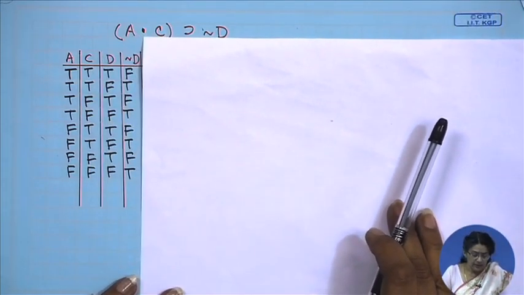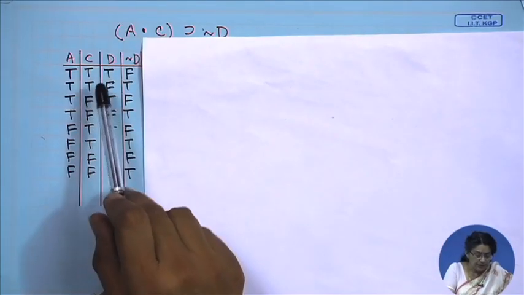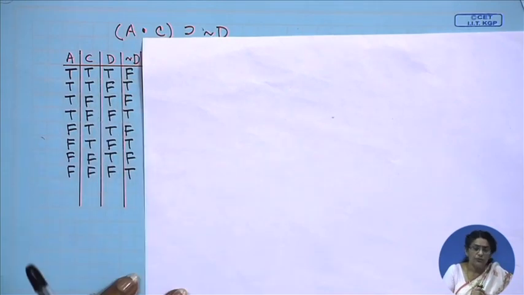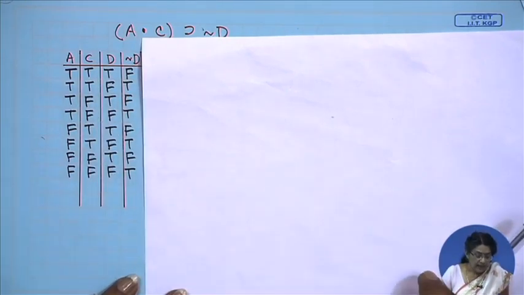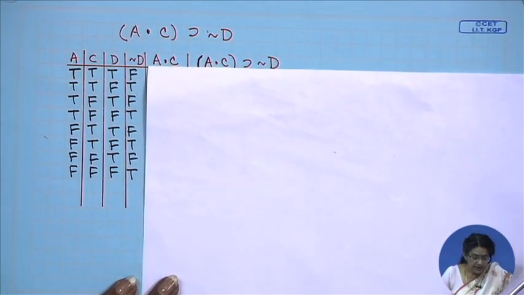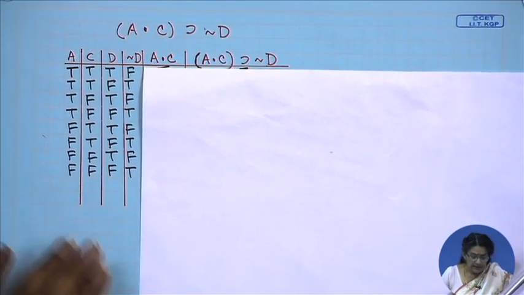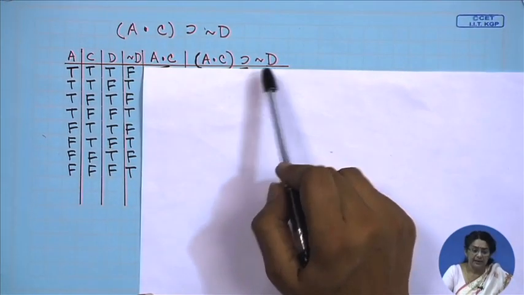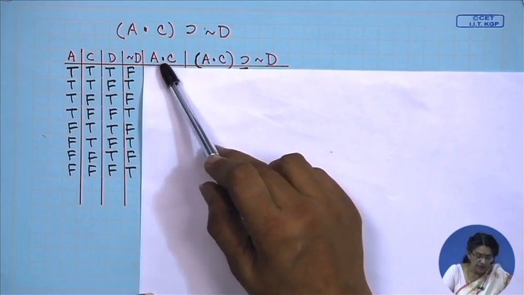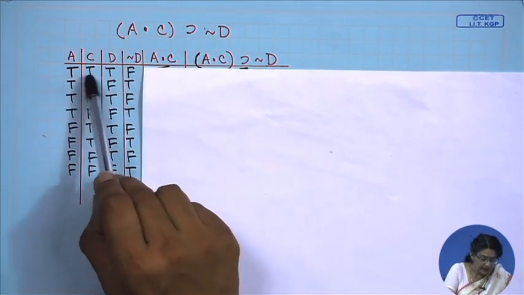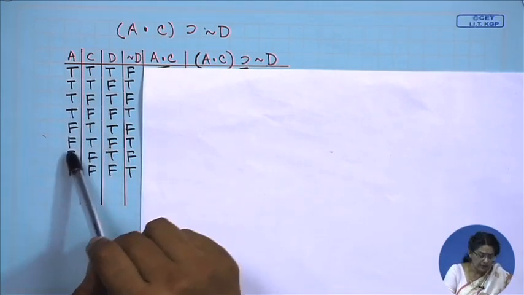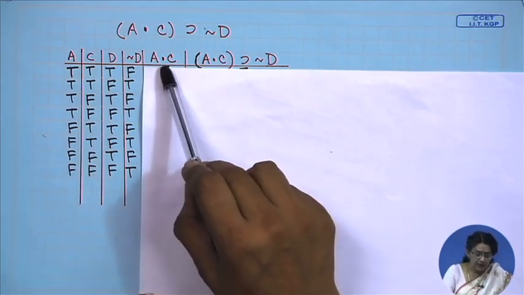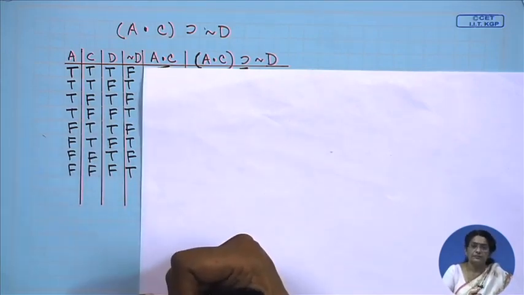So, the next column you might fix it like this, the tilde D column, which is going to be with reference to the D column. Then comes your A dot C, and then comes the A dot C horseshoe tilde D. And this one, as you know, will have to be filled up by looking at these two columns, and by now we know how to do the conjunction column.